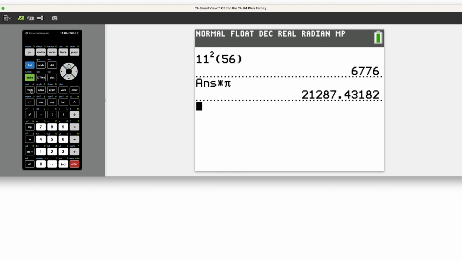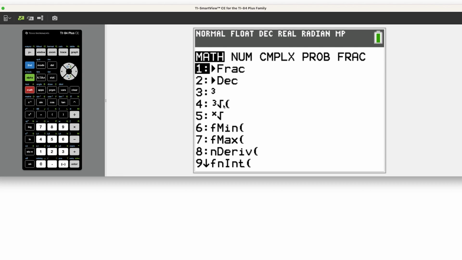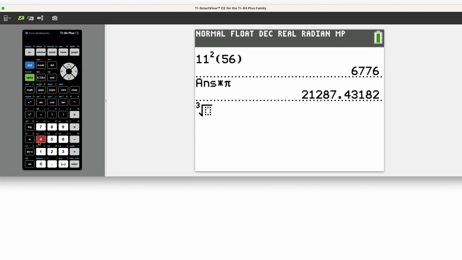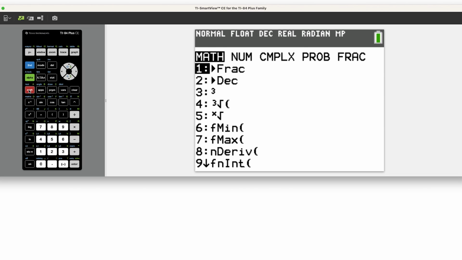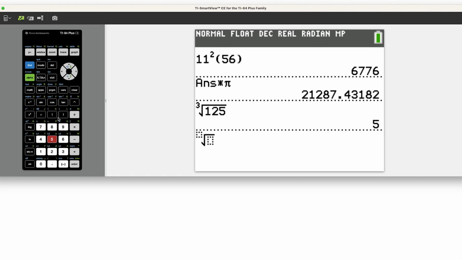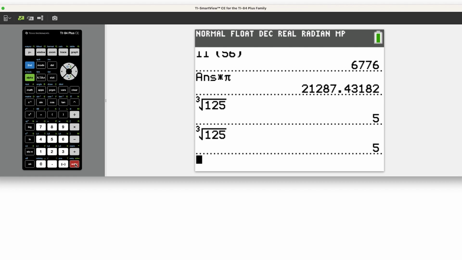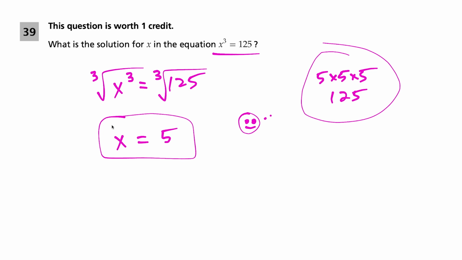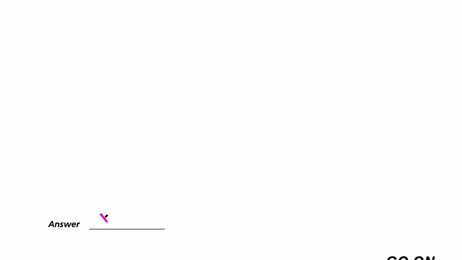But we also have a calculator, so I could just press math and then option 4 is cube root. And I just type in 125, and that would give me an answer of 5. Just know I could also press math, option 5. Notice there's an x in front of the radical. So if I were to select that option, then I just have to manually input the 3 to represent the cube root. And the cube root of 125 is also 5. Either way, our solution is x equals 5.